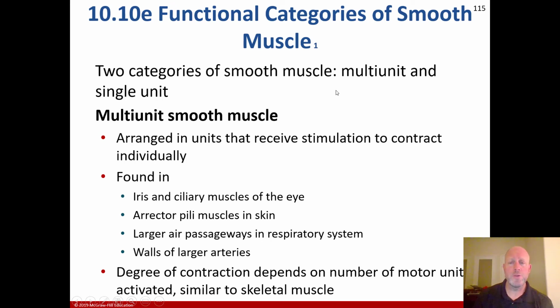Two categories of smooth muscle are the multi-unit and the single unit. The multi-unit smooth muscle is arranged in units that receive stimulation to contract individually. It's found in the iris and the ciliary muscles of the eye, the erector pili muscles in the skin and in the dermis, the larger air passageways in the respiratory system, and the walls of larger arteries. The degree of contraction depends upon the number of motor units activated, very much similar to skeletal muscle.